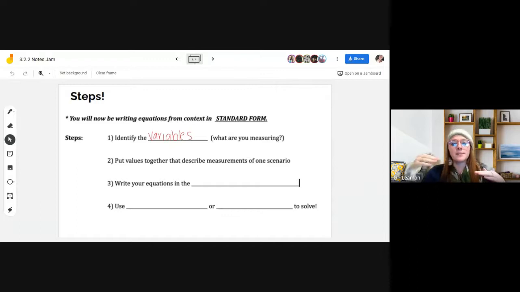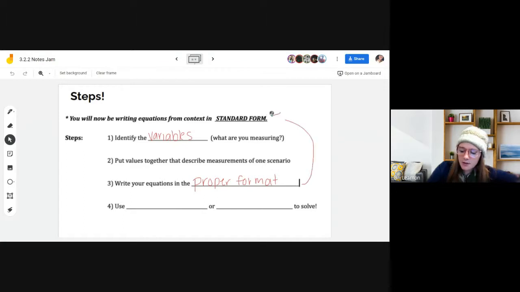So after that, step 2, the third step is that we are going to write our equations in the proper format. So when we write it in the proper format, remember that is our standard form. So it's going to be in our AX plus BY equals C. So that is the proper format that we are going to write our answers in.